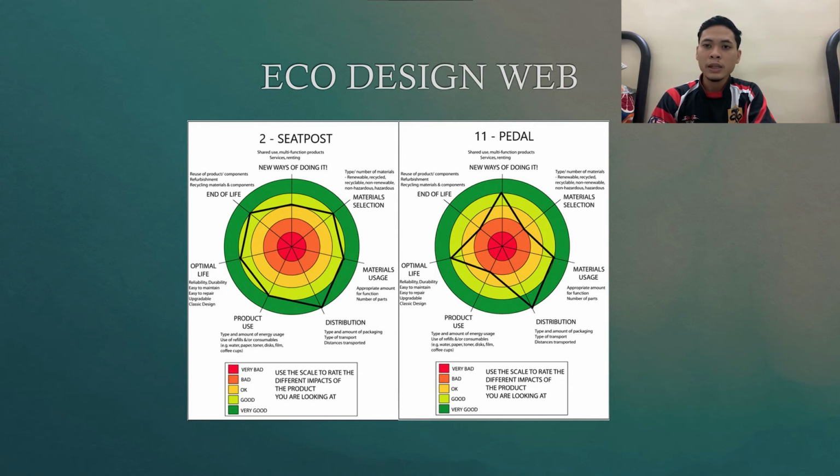Seat post material is at a good scale, while the pedal is at a bad scale. It is because the seat post is made from steel, while the pedal is made from plastic. Steel is 100% recyclable. It can be reprocessed and remanufactured without the use of toxic chemicals, unlike plastic. Thus, the pedal is at a bad scale, as it has much room to improve. Overall, the seat post shows a good and fine attribute, while the pedal is not and can be improved.